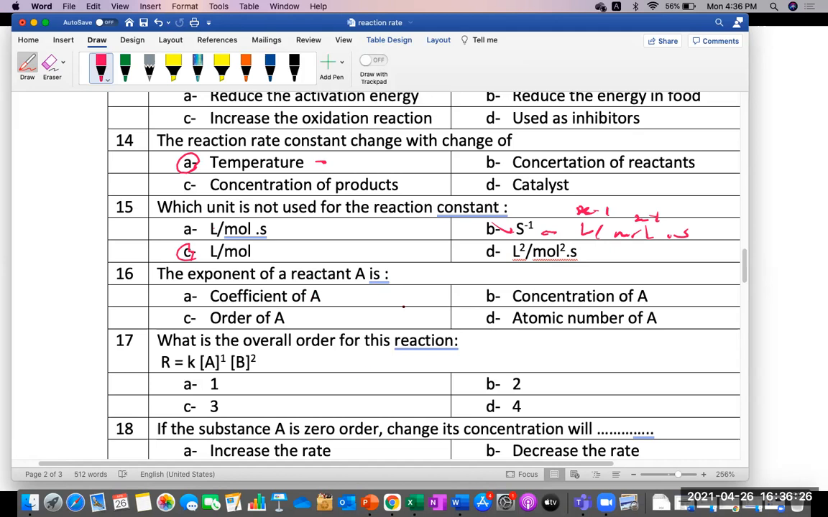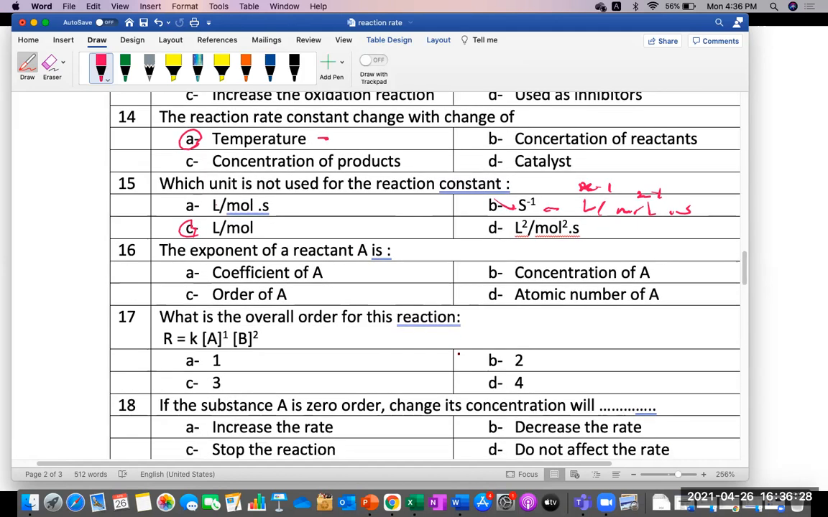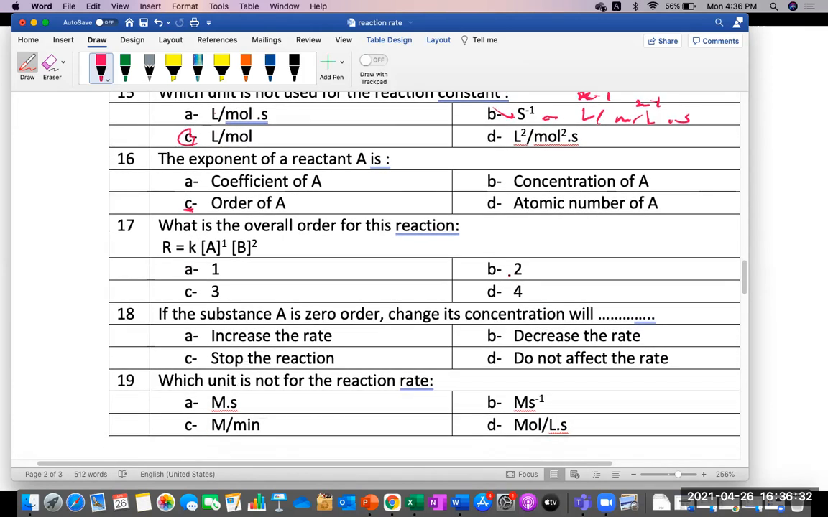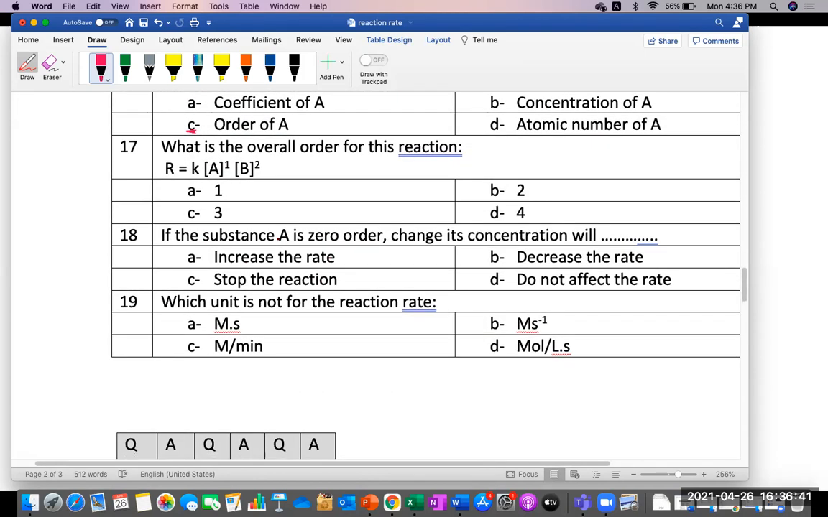The exponent of A is not the coefficient, it's the order of A. For the overall order of this reaction, we need only to sum the exponents, 1 and 2, so it will be 3. If the substance A is 0 order, changing its concentration will not change the rate of the reaction. So it does not affect the rate.